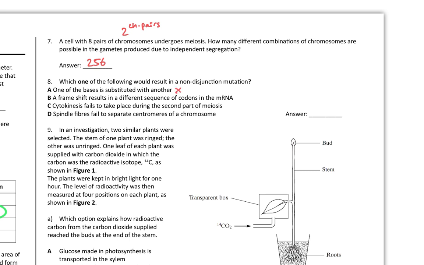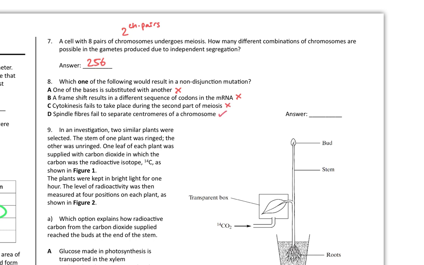No, that's a substitution mutation. A frame shift results in a different sequence of codons in the mRNA. No, that's due to an addition or a deletion. Cytokinesis fails to take place during the second part of meiosis. Well, that would just result in a cell with far too many chromosomes. That's not non-disjunction. Yeah, it's D.